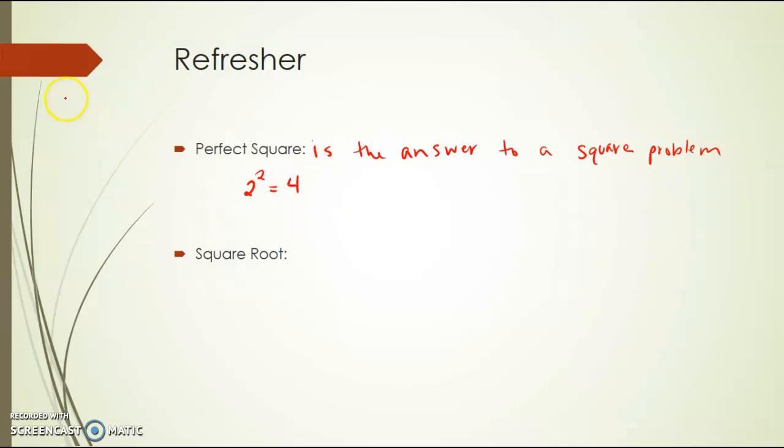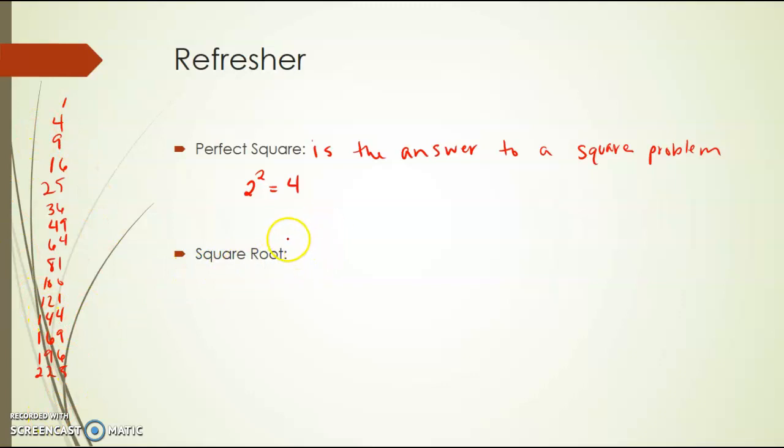So our perfect squares are 1, 4, 9, 16, 25, 36, 49, 64, 81, 100, 121, 144. That's 12, so 13 would be 169, 14 would be 196, and 15 would be 225. So those were our perfect squares, right?